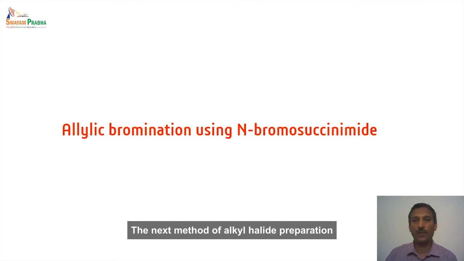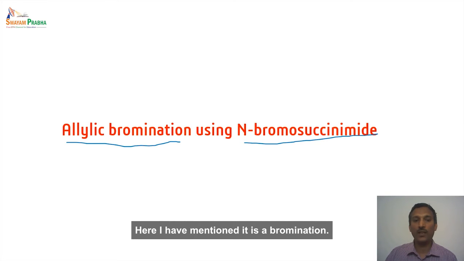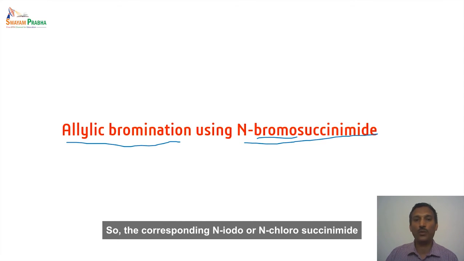The next method of alkyl halide preparation is basically the allylic bromination of an alkene using N-bromosuccinimide. Here I have mentioned it is a bromination, so we are using an N-bromo derivative. It can also be iodo or chloro derivatives, so the corresponding N-iodo or N-chlorosuccinimide can be used in that particular reaction.